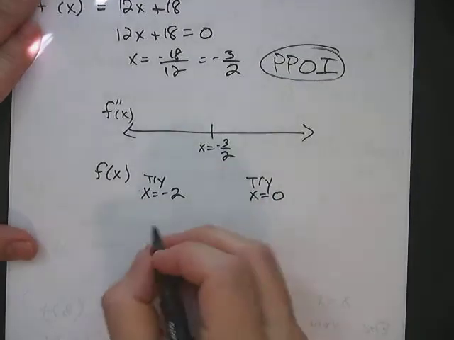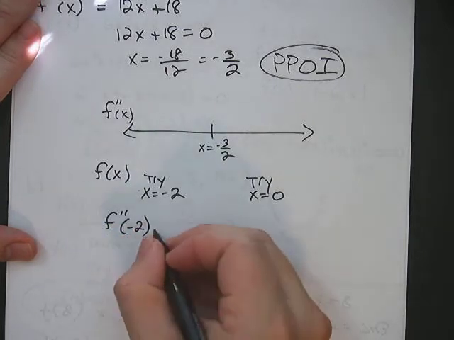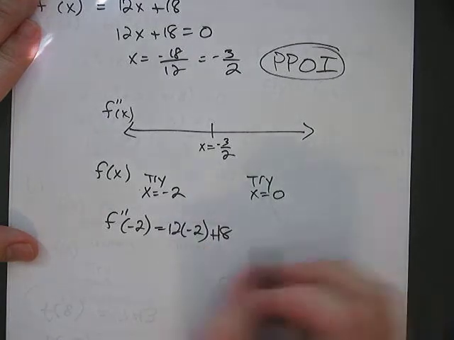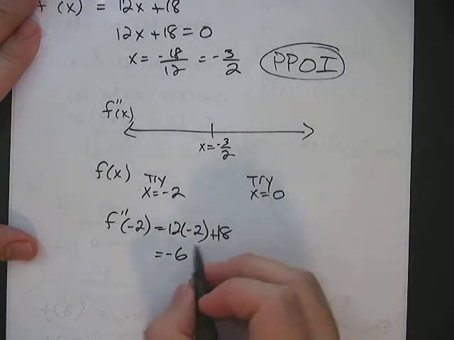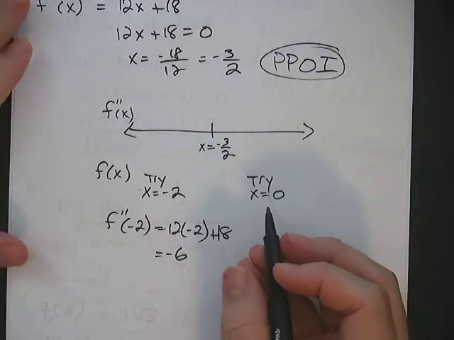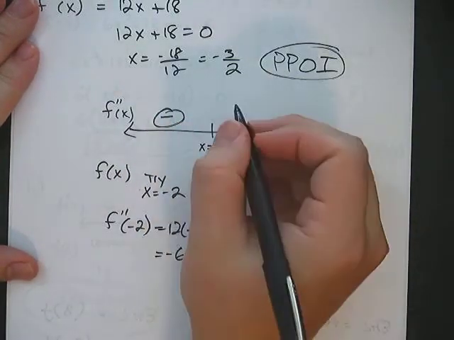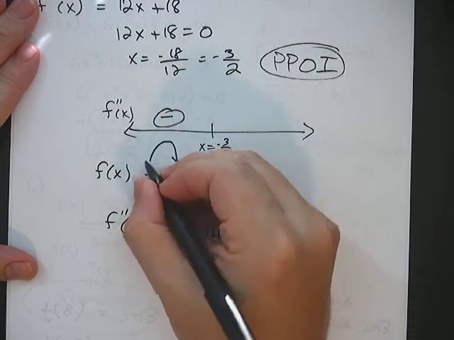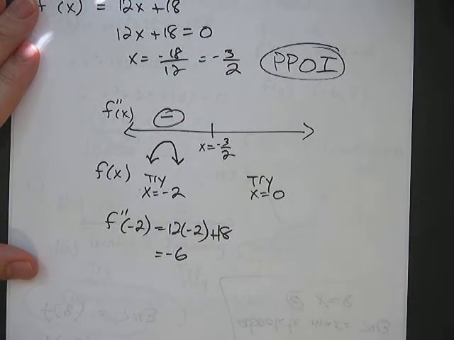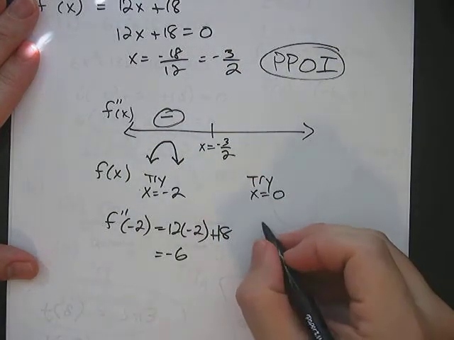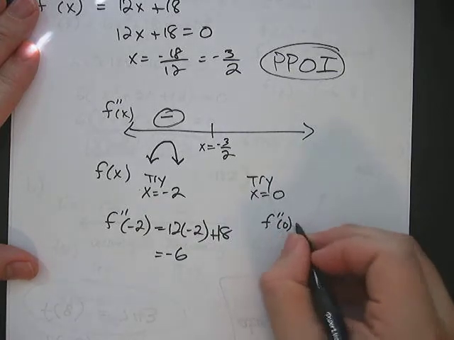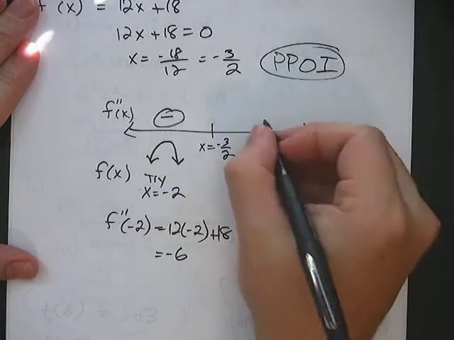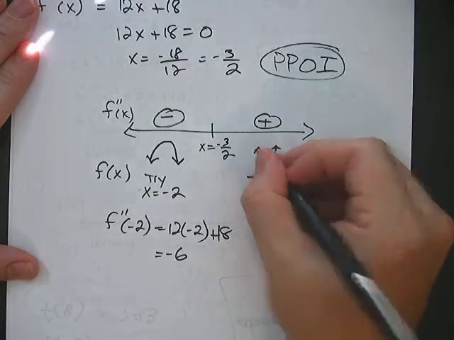Okay, so we plug into the second derivative, negative 2. That gives us 12 times negative 2 plus 18. That's negative 24 plus 18, which gives us negative 6. That tells us that the second derivative is negative there. Okay, so if the second derivative is negative there, that means that the original function is concave down. Okay, and then if we go over here to the right side, if we try 0, f double prime of 0 equals 12 times 0 plus 18. Obviously that is positive because it's 18, so this means that it's concave up.